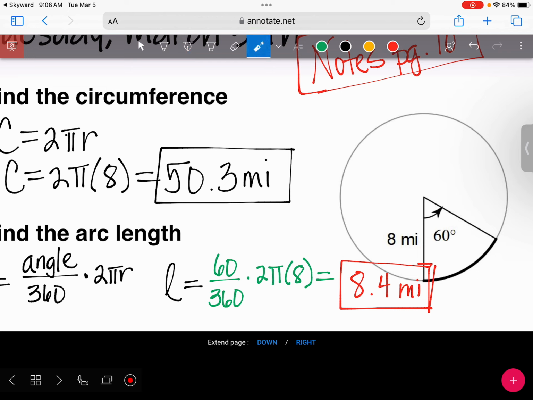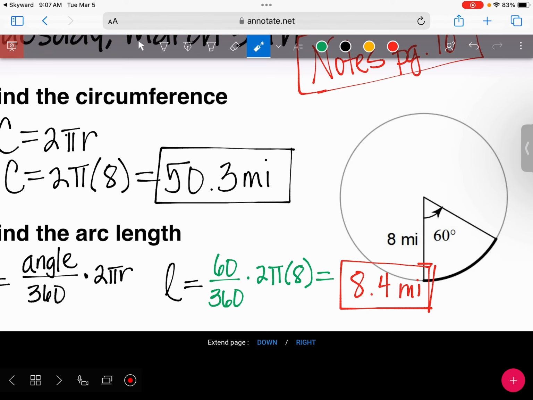So this first one, this would be how much crust it takes to go around the whole pizza. So if I want to go around the whole pizza, it would be 50 miles. But if I'm only interested in the crust on a slice, then that's just 8.4. That's the difference between those two. All right, any questions about that?